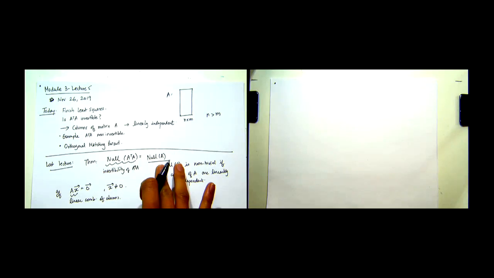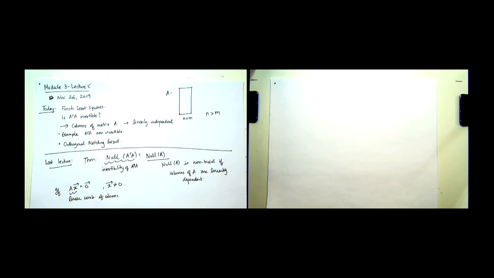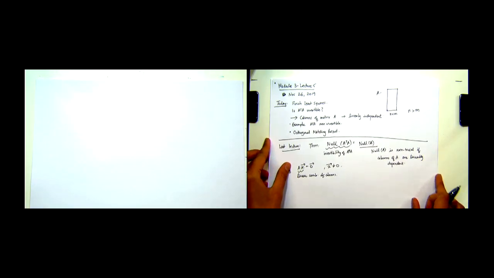So is everyone clear on why we were examining the null spaces of A transpose A and the null space of A? Does everyone see why this is connected to the invertibility of A transpose A? Yeah? Do I see some nods at the back? Any questions? Okay, great. So now let's go and try to actually prove this.